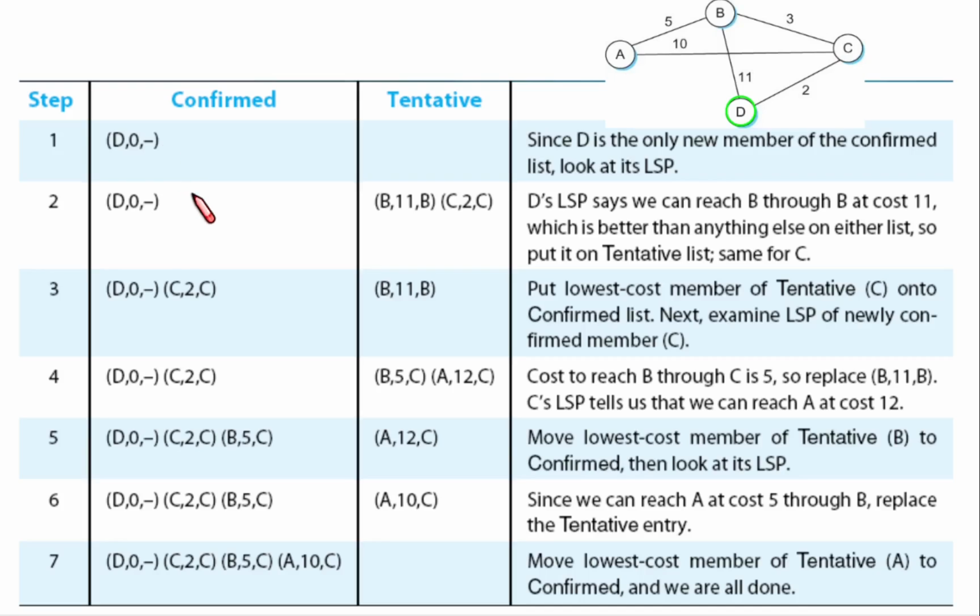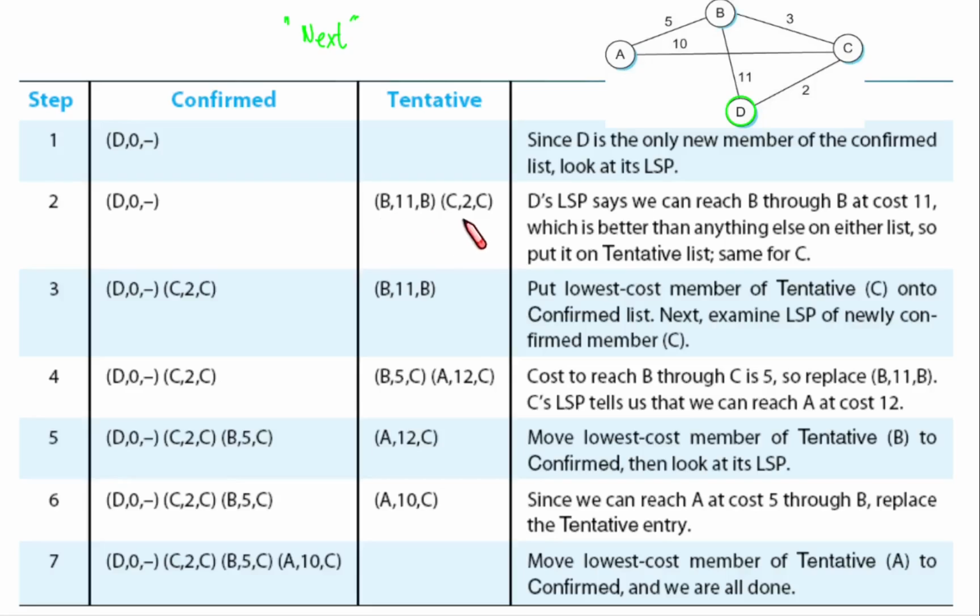And then the newest node that we add to the confirmed list, we are going to look at its LSPs, right? And this node that we just added is called next in the forward search algorithm. So D is the first node, but D is also the next node in this case. So we have to look at the LSPs of D. Now D is connected directly to B and C. So we have to add these two nodes to the tentative list. So the cost to B is 11. It's directly connected and it's reachable through B again because it's connected directly to D. Similarly for C, the entry is going to be C to C because the cost to reach C is 2.